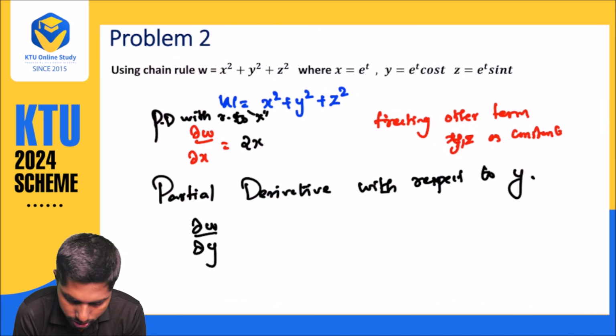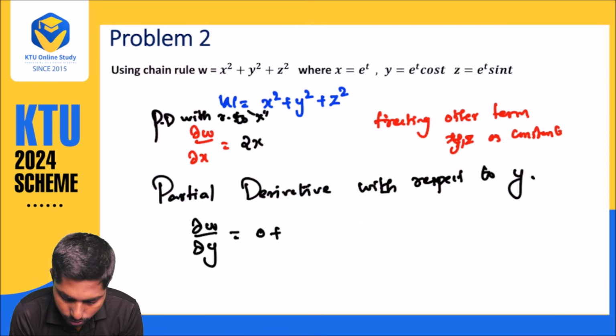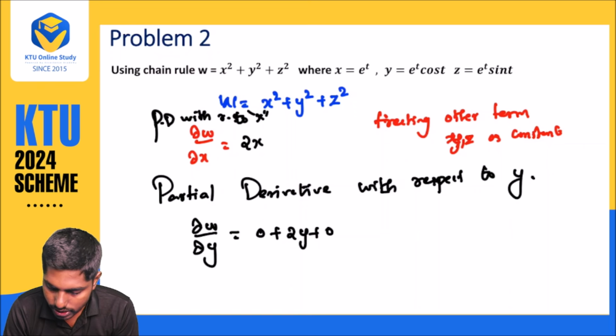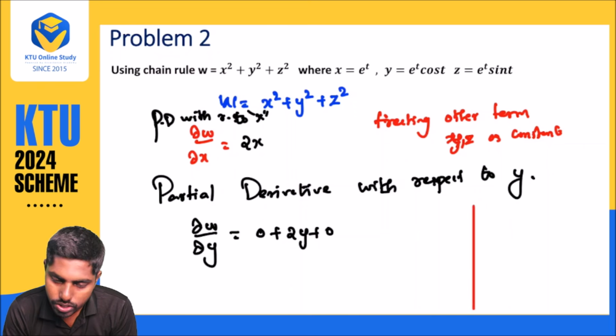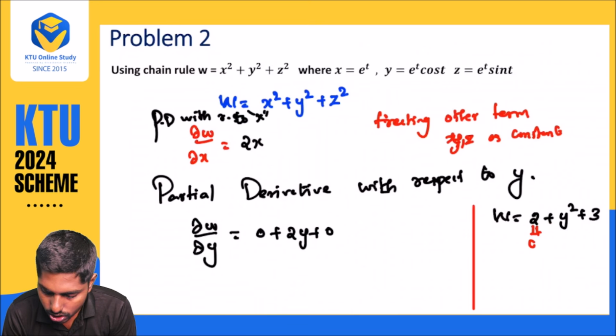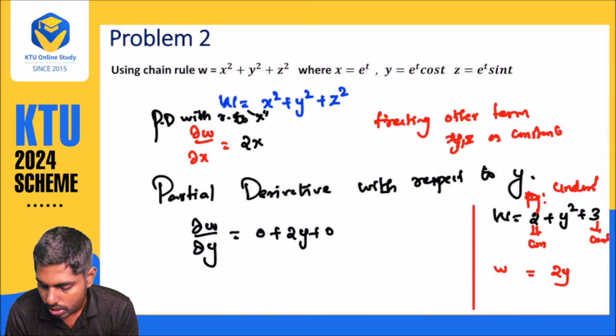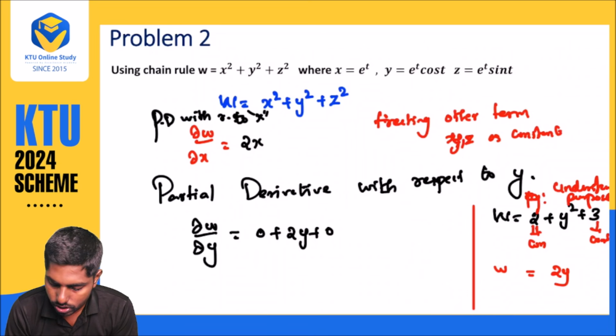∂w/∂y is equal to, treating the other variables x and z as constants, 0 + 2y + 0. As an example for understanding, suppose w = 2² + y² + 3². These are constant values, this is also a constant value only. So when you differentiate this one, it will become 2y. This is just for understanding purposes.